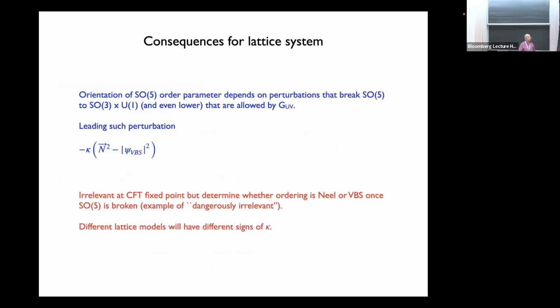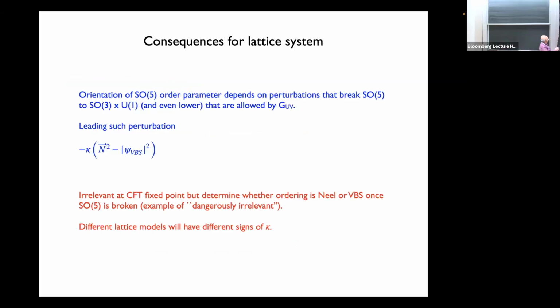Now let's ask about the consequences for the lattice system. Now I come to your questions. Actually, Ami was also asking the same question. The orientation of the SO5 order parameter depends on perturbations that break SO5 to some subgroup that are allowed by the UV symmetries. The UV system only has SO3 cross time reversal cross space group.